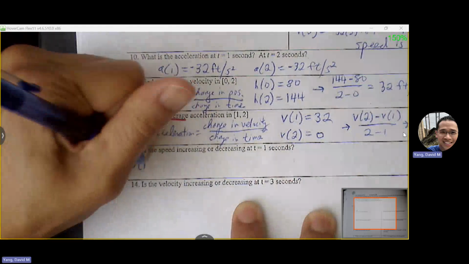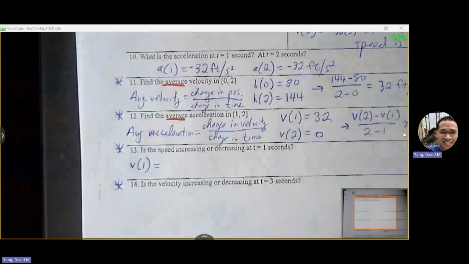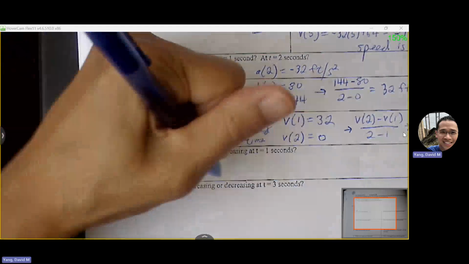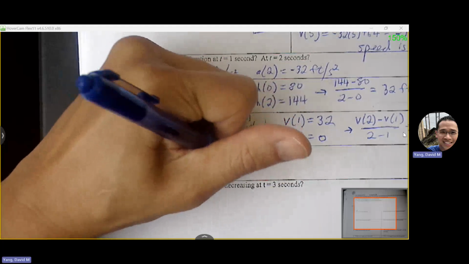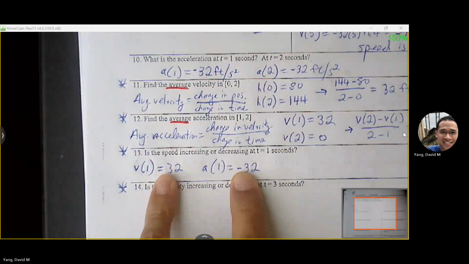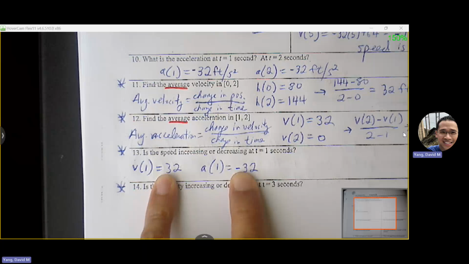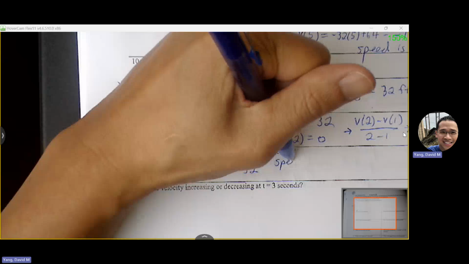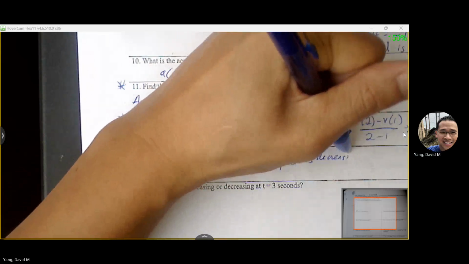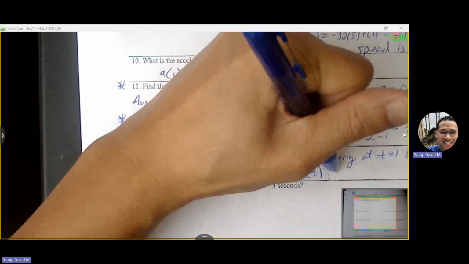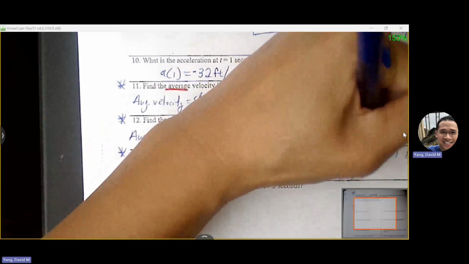So V of 1 is 32. A of 1 is negative 32. So what can we conclude? Speed is decreasing because one is positive and the other is negative. So we can say speed is decreasing at t equals 1, as V of t and A of t have opposite signs.